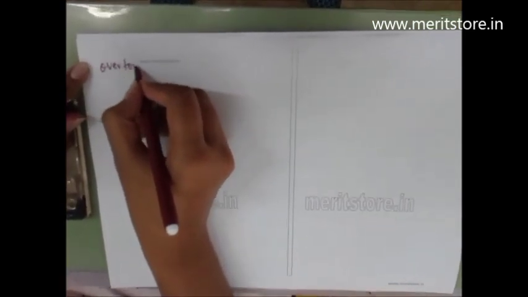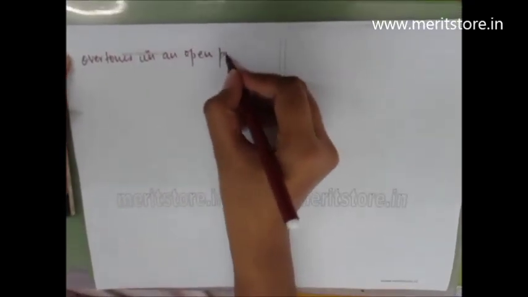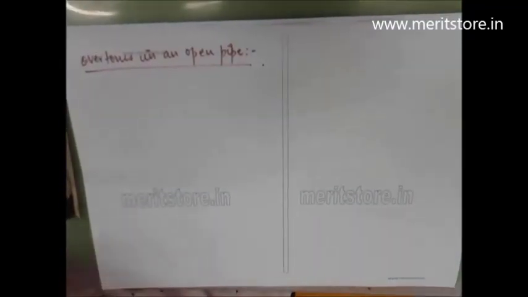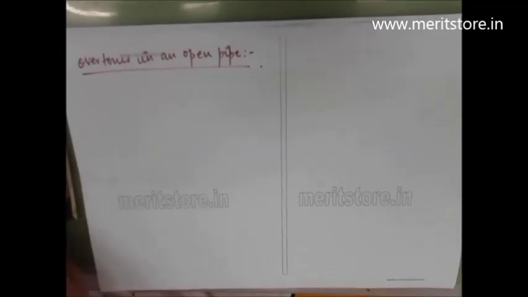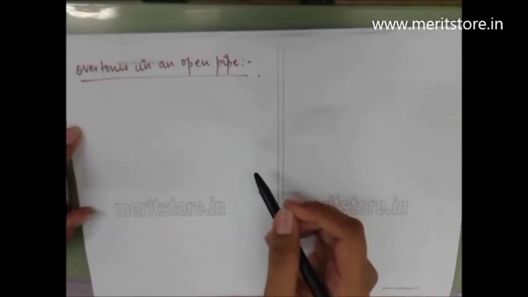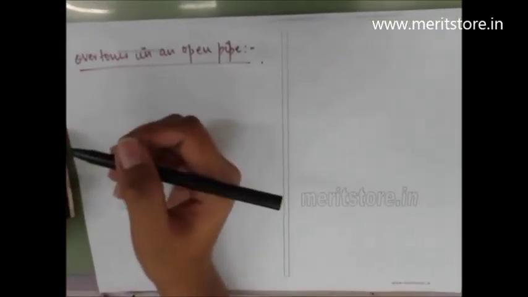Overtones in an open pipe. A pipe is open at both ends and therefore the air is free to vibrate at any open end. We must get an antinode at the open end.